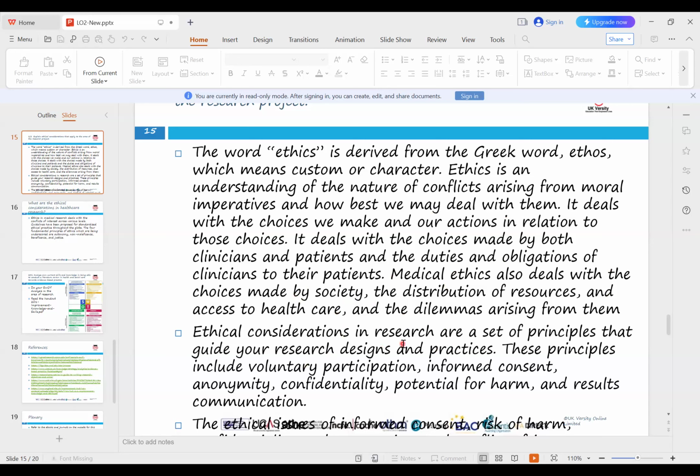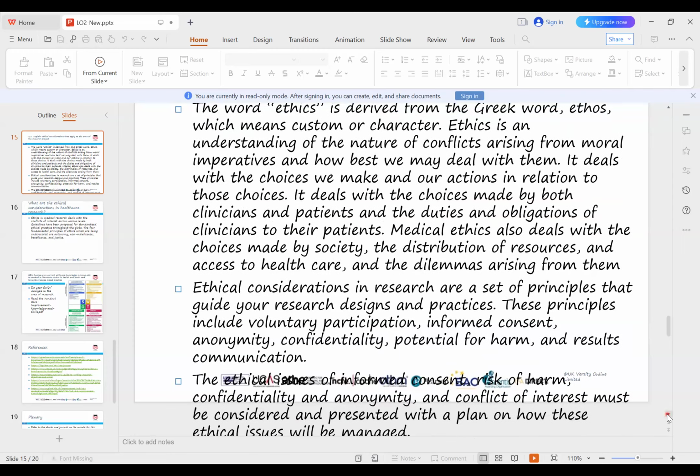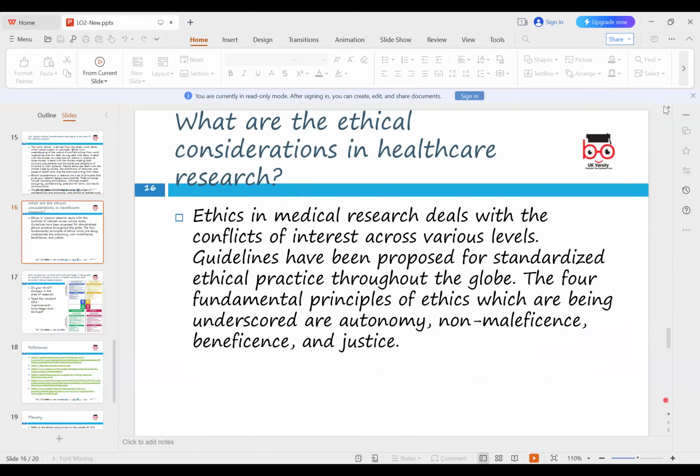Ethical considerations in research are a set of principles that guide your research design and practices. These practices include voluntary participation, which we've talked about, informed consent, anonymity, confidentiality, potential for harm, and results or communication. We've talked about this already.